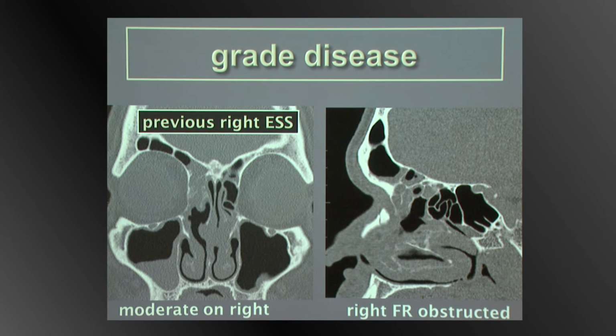Most surgery is done endoscopically. We grade the disease as moderate on the right. There's occlusion of the right frontal recess, and there's been previous endoscopic surgery on the right. The reason why that frontal sinus is still diseased is that the surgeon has not managed to remove these anatomical variant air cells, which are very difficult to get at with a scope.